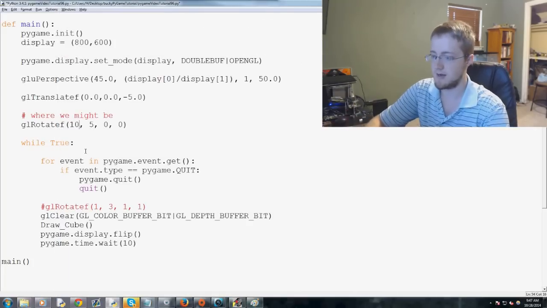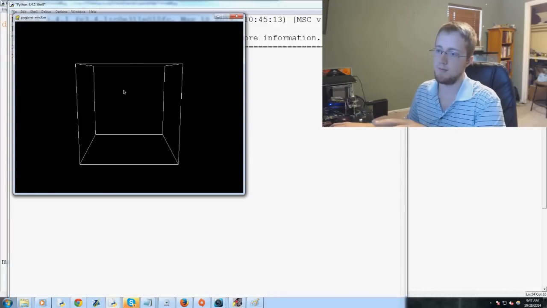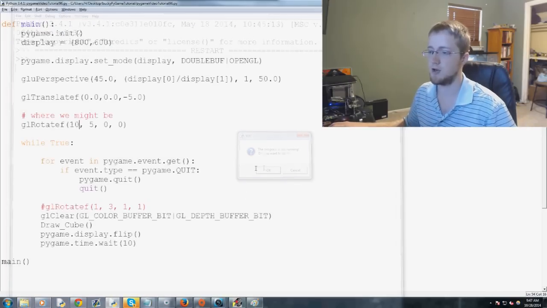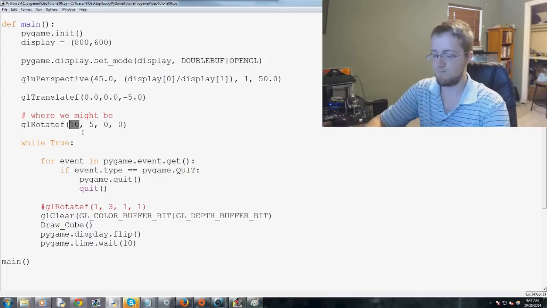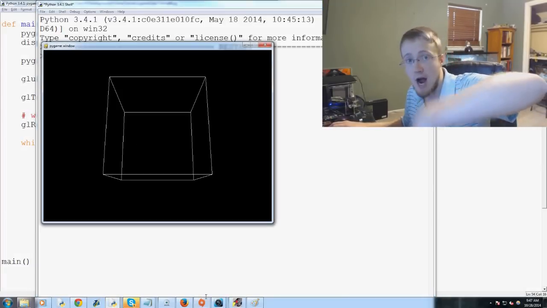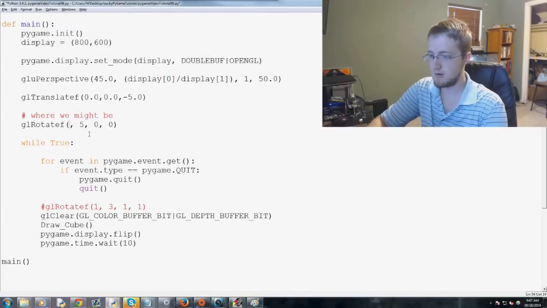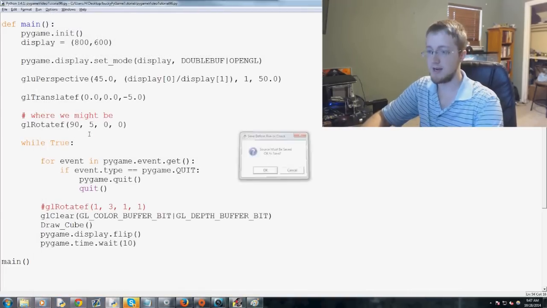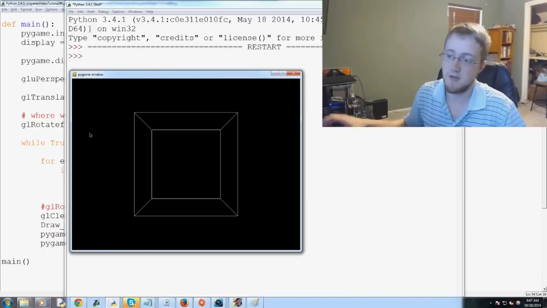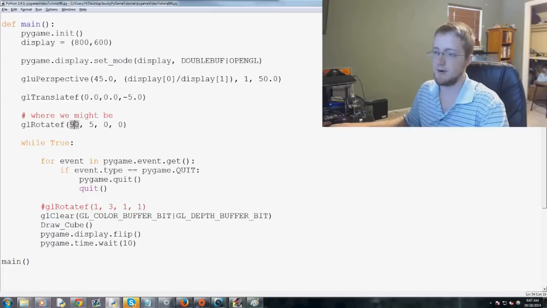Then we can make this 10, and you see that we're just barely moving above the cube. Then we can make this 75, and now we're almost on top of the cube. As you might imagine, we could say 90, and now we're actually on top of the cube. It looks like the same view that we looked at before, but it is not. So that's how we can fixed-rotate things.